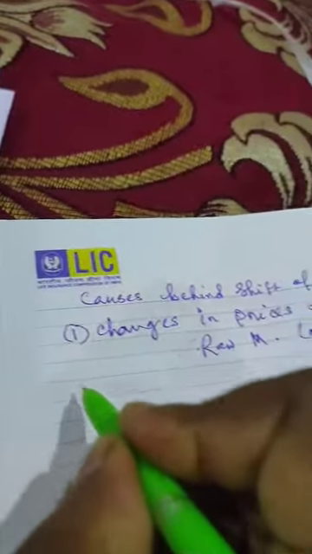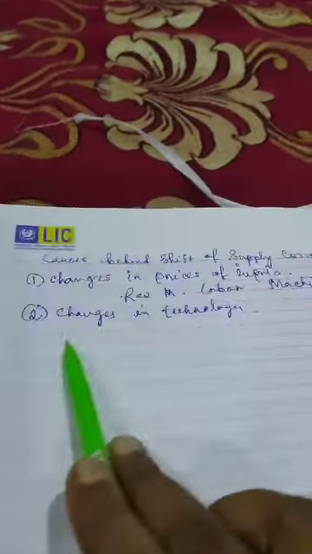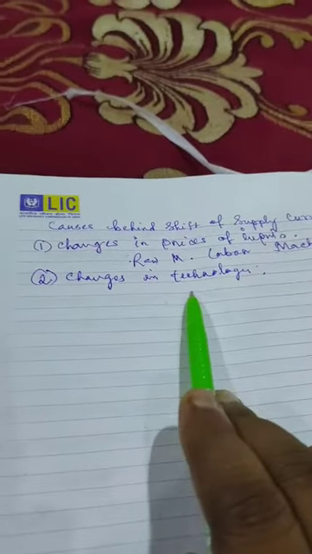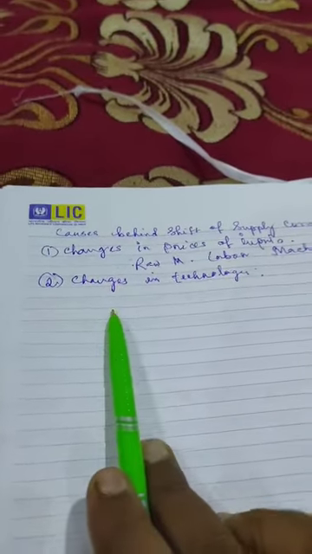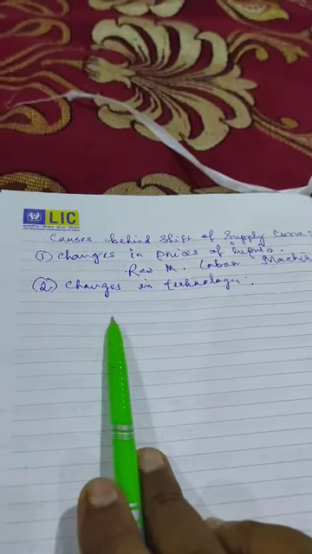What is it? You see, it is changes in technology. Number 2, changes in technology. As you know, a specific type of technology is used in the production of a commodity. All of you know about it.